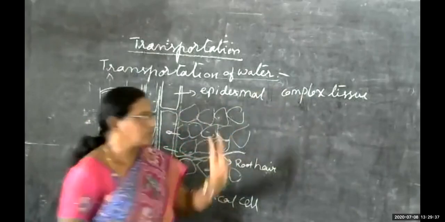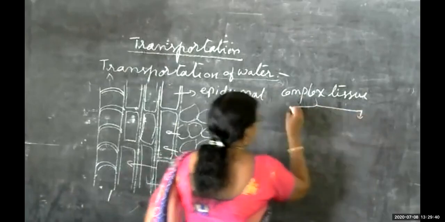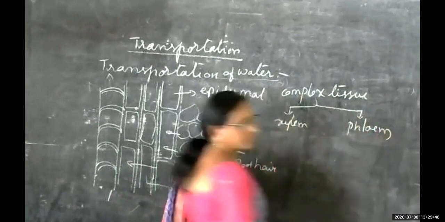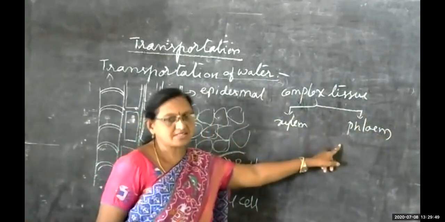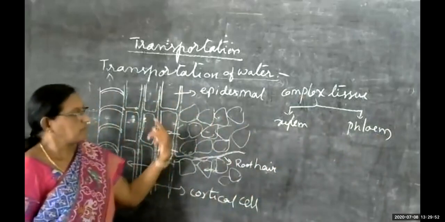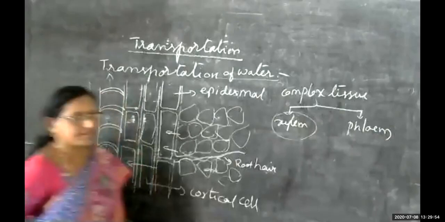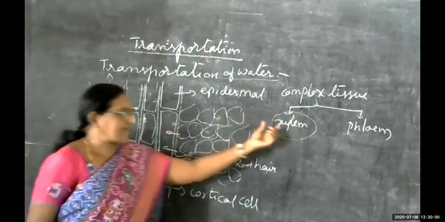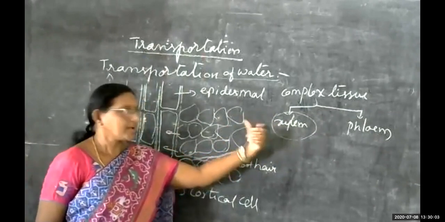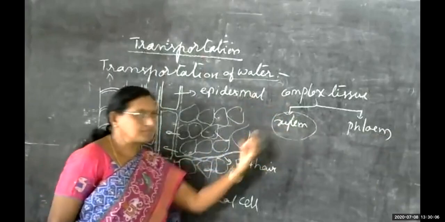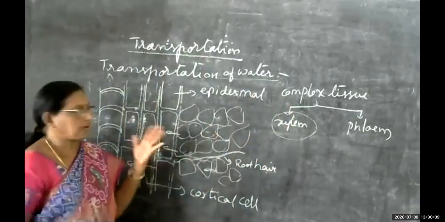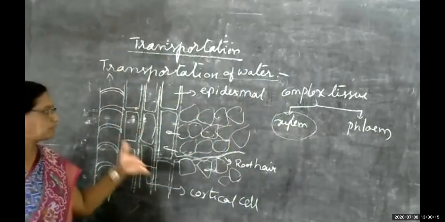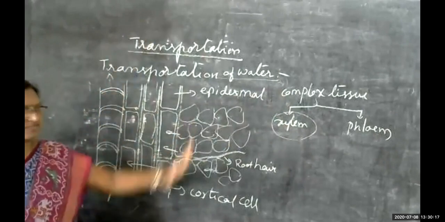It is divided into two. What are the two complex tissues? One is known as xylem, the other one is known as phloem. Here, why we have to discuss the xylem is because it contributes to the transportation of water. The xylem tissue is one of the plant tissues that comes under the complex tissue, and it has an important role in the plant, children. It helps to conduct water from the root system to the other parts of the plant.